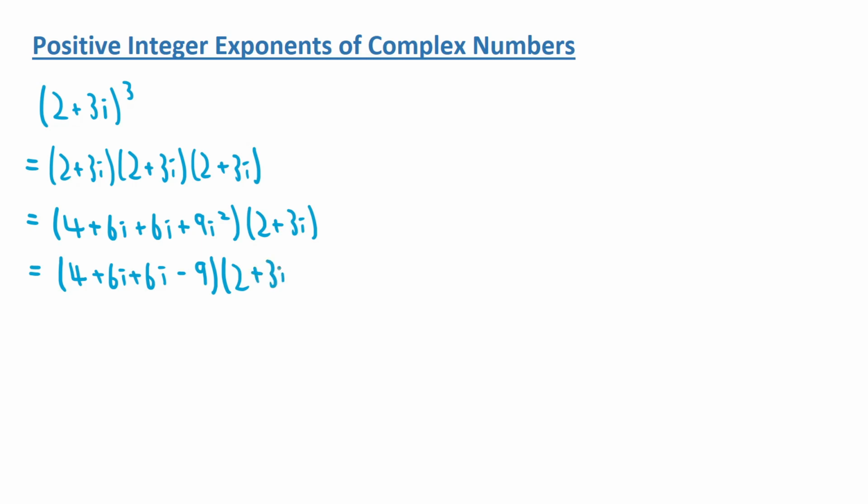We can simplify the first term further and rewrite this as negative 5 plus 12i, since 4 minus 9 is equal to negative 5 and 6i plus 6i is equal to 12i. And once again, this is multiplied by 2 plus 3i. We can apply the distributive property to multiply these complex numbers again.